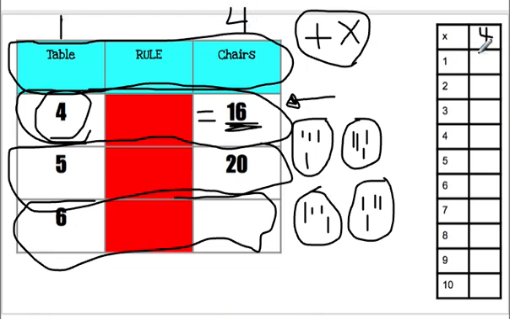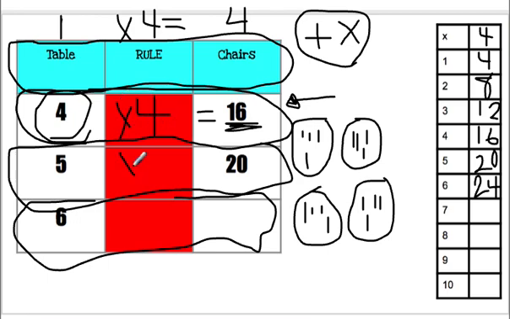Okay, and then I'm going to make my T-chart. 1 would be 4, 2 would be 8, 3 would be 12, 4 would be 16, 5 would be 20, and 6 would be 24. So I want to look if this rule makes sense. So I'm timesing by 4. And when I times by 4, I'm going to do that every single time. So this would be times 4, times 4, times 4. And I'm going to see if that's true.